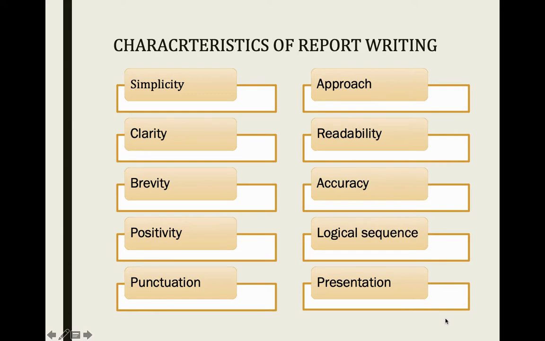Here, you find the characteristics of report writing that are simplicity, clarity, brevity. Brevity means to be brief and avoid unnecessary points. Positivity, your approach should be positive, and punctuation should be correct. Then the approach again means that you are going to have to be very positive or neutral in report writing. Readability, that it's easy for the audience, for the readers to read it. Accuracy means that the facts and figures that are presented in the report are quite accurate and there is no error. Logical sequence means that all the points that you have discussed in the report writing, they should follow one another, and they should follow each other logically. A presentation should be well organized, and it should be easily understandable by your audience.